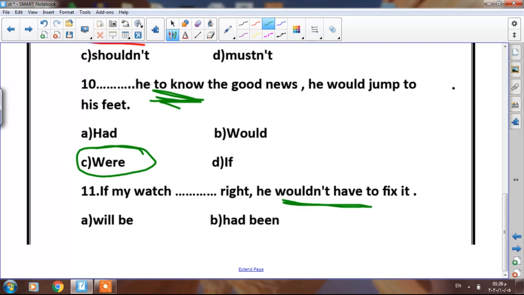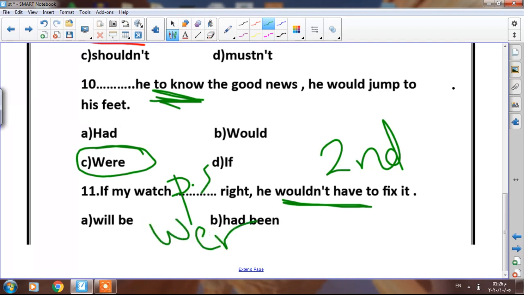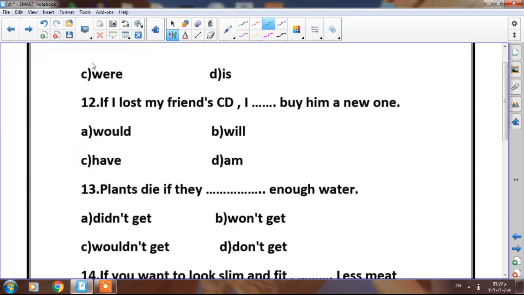Okay, next one. Number 11, if my watch, that's right, he wouldn't have to fix it. He wouldn't have, which conditional, first or second? Of course, wouldn't have, so it will be second conditional. So I have to use here past simple. I cannot use either will be or had been. I have to use if my watch were right.